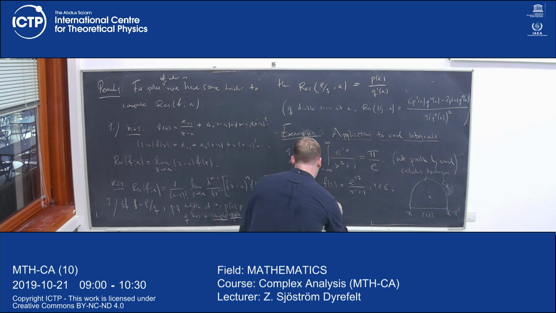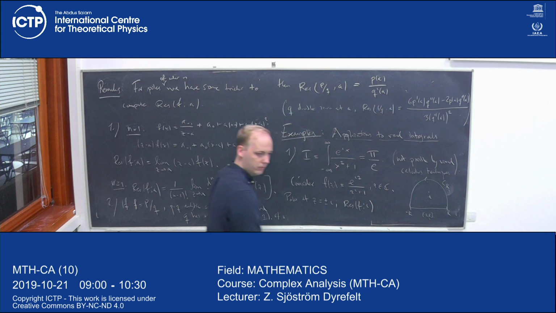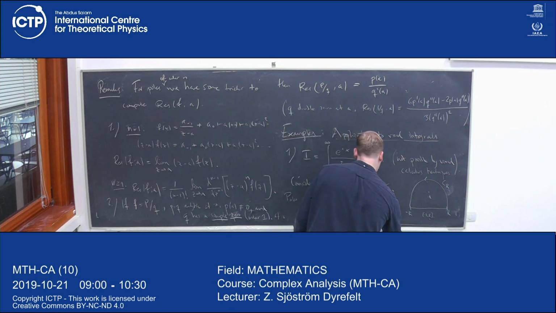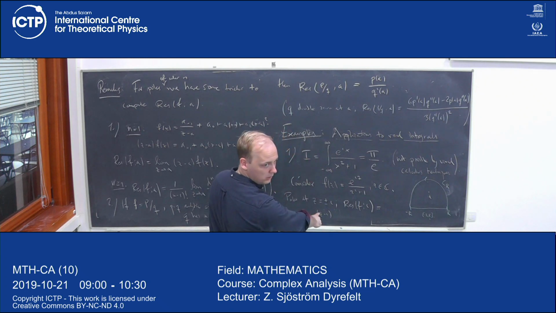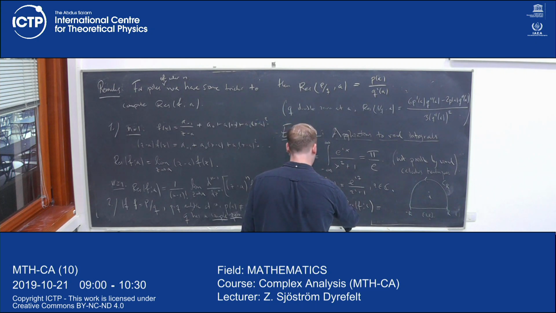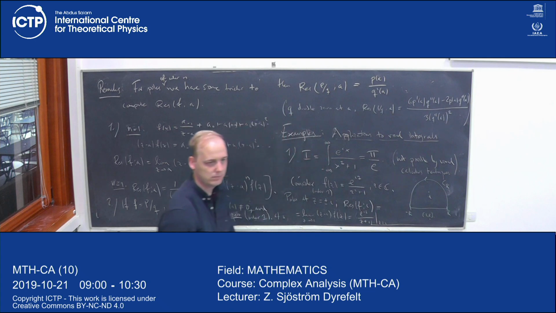So then you look at the residue of f at i, and what is this? Well, it's equal to the limit as z goes to i, because these are simple poles, so order 1. So this is the limit as z goes to i, and it is equal to e^(iz) over z plus i, evaluated at z equals i.